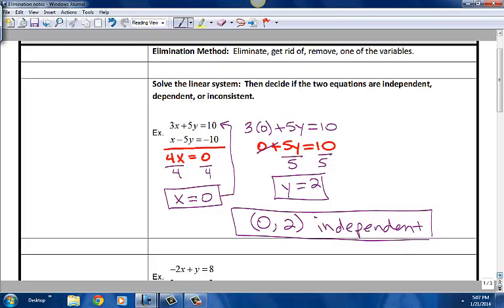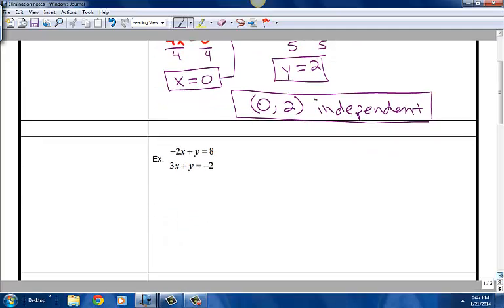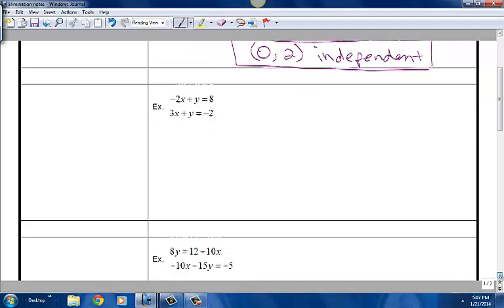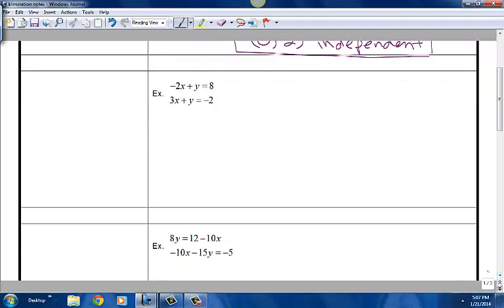Let's try another one. So I have a system. First I want to verify that my variables are stacked. The x's are on top of each other, the y's are stacked, and then the constants are stacked. So I'm ready to solve.